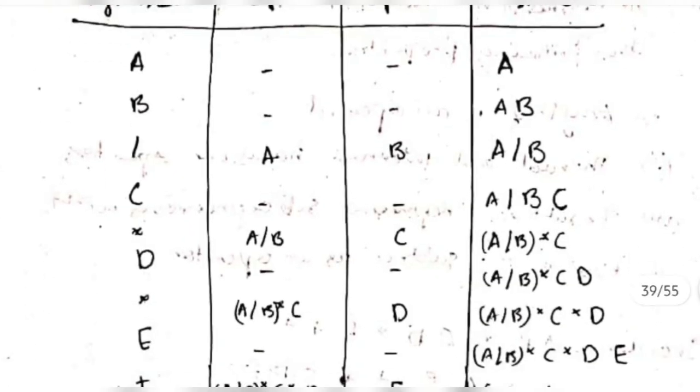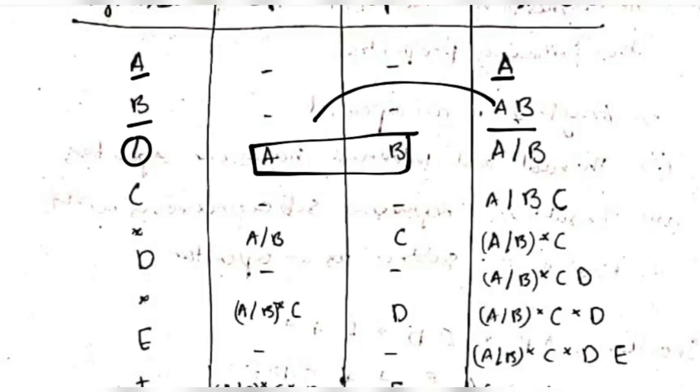Now how to convert? First we will scan each symbol. A will be written in the stack, okay. B will also be written in the stack. Now if an operator comes, at that time we will select these two operands. The first one will come here, the second operand will come here, and we'll apply this operator on both operands, okay, and we'll write the result here, which is A divided by B.